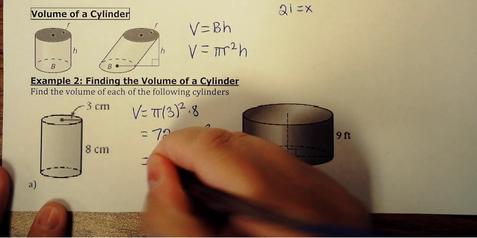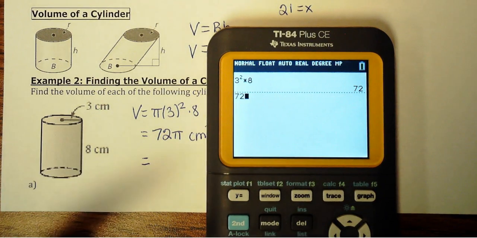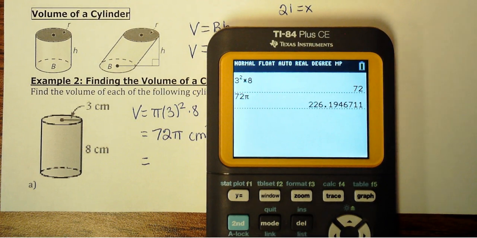And then let's say the question said, hey, we're going to round to the nearest tenth. Then you go ahead and just take the 72 times your pi button, and let's say they said nearest tenth. Here I would say 226.2.